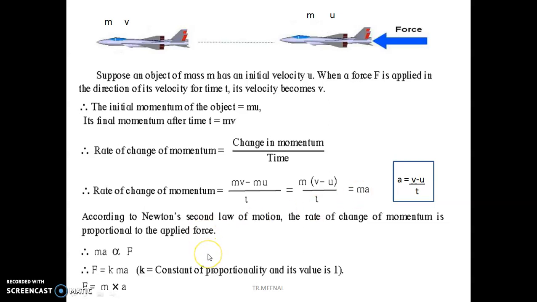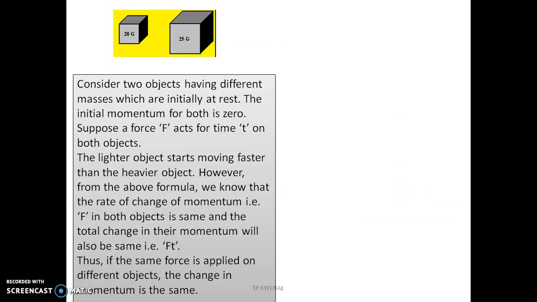And according to Newton's second law of motion, the rate of change of momentum is proportional to applied force. Now, force is F. So this ma is proportional to F. Now, the proportional sign we cannot use, so our next task is to remove this proportional sign. And how can we remove that? With the help of a constant, and here the constant used is k. Okay, so therefore we get the equation F is equal to m into a. That is, force is equal to mass into acceleration.